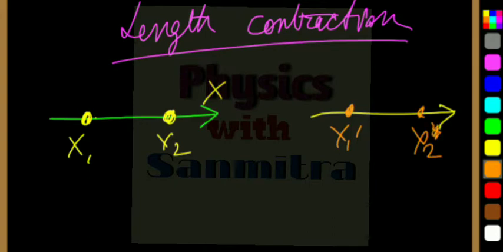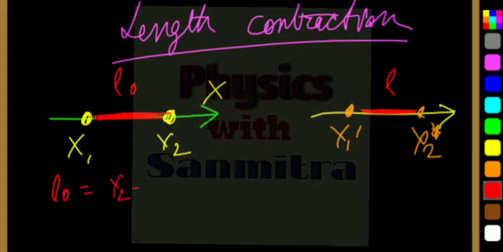What is x1 and x2? Let me assume a rod. There is a rod whose length in the initial frame is L0, and in the other frame the rod's length is L dash, or let's say only L. Now we can say the length of the rod in this frame is x2 minus x1, and in this frame we can write x2 dash minus x1 dash.